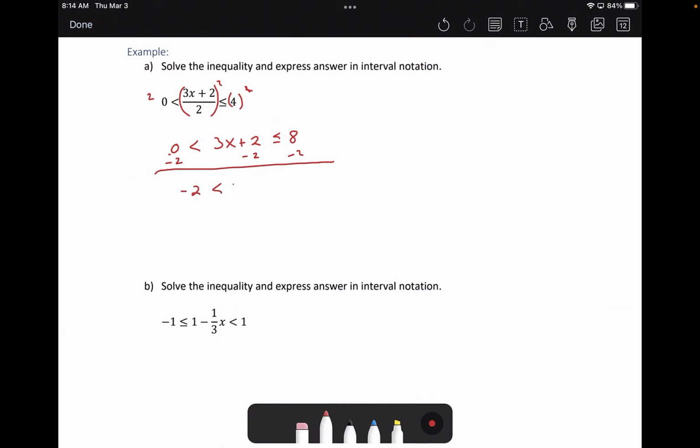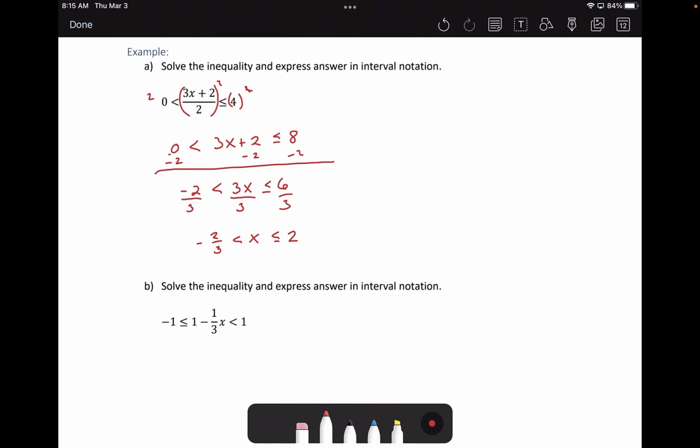Negative 2 is less than 3x is less than or equal to 6. Finally, to isolate the x, we need to divide everything by 3. We get negative 2/3 is less than x is less than or equal to 2.